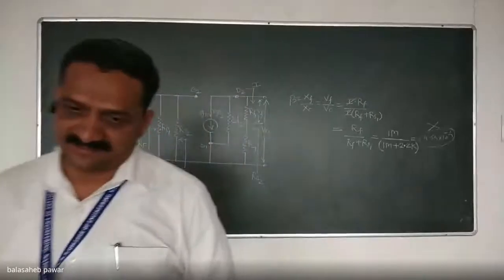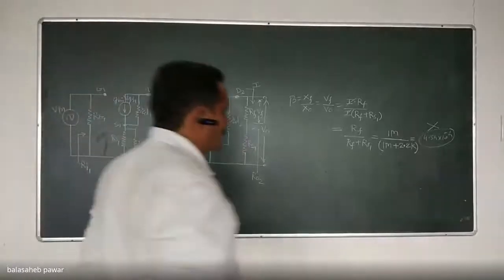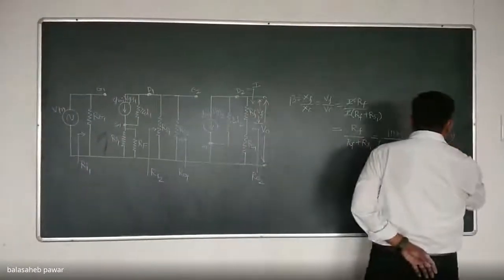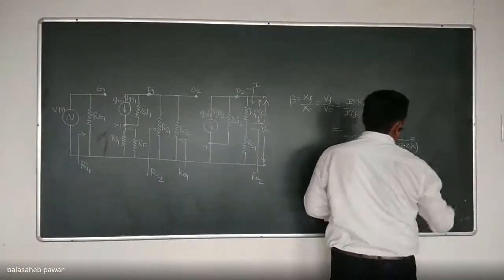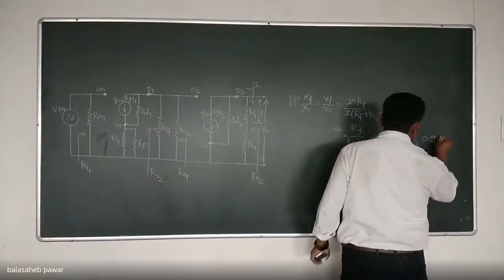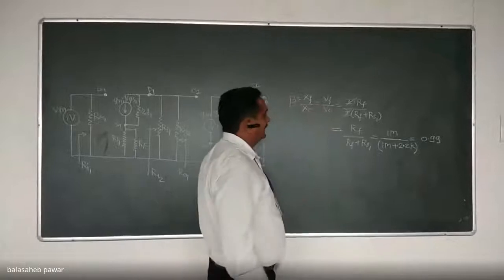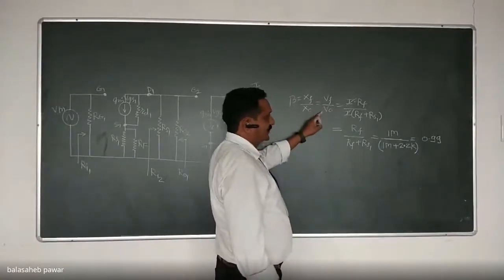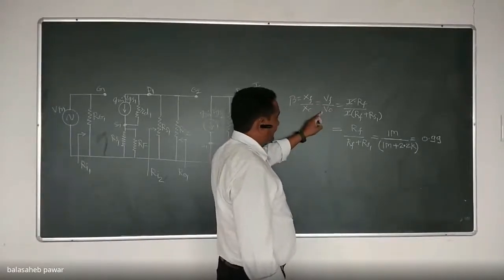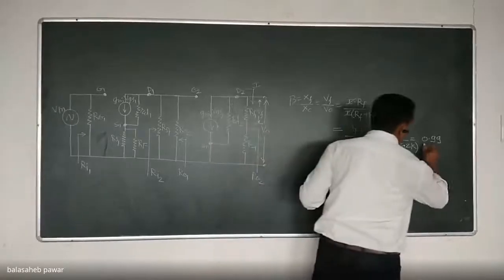0.99. Yes. But your unit is wrong. It is not ohm, it is unitless, voltage divided by voltage, VF by VO. So no unit. So the feedback factor beta is 0.99.